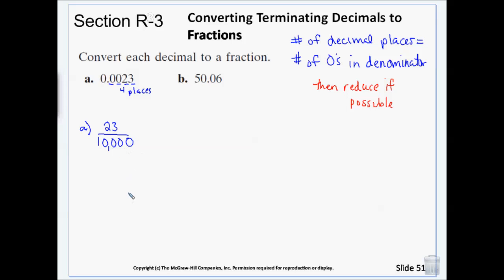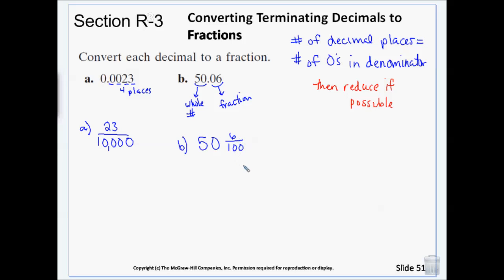So that's it. That's your answer. Now if I have a whole number and a decimal, in the mixed number, this is the whole number part. And this becomes the fraction. So for B, I'll put 50. And then I have 2 decimal places, so that's 6 over 100, because I need 2 zeros. 2 decimal places, 2 zeros.